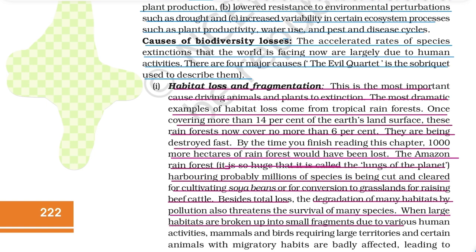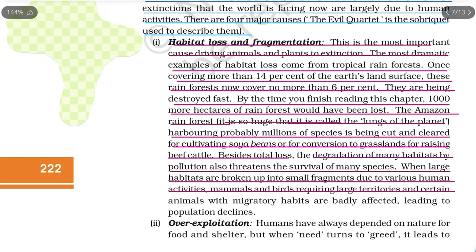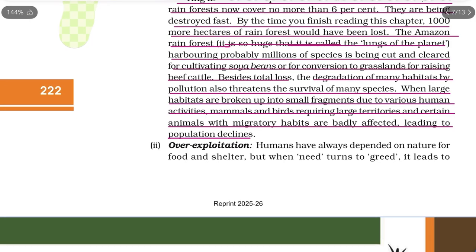When large habitats are broken up into small fragments due to various human activities, mammals and birds requiring large territories and certain animals with migratory habits are badly affected, leading to population declines.